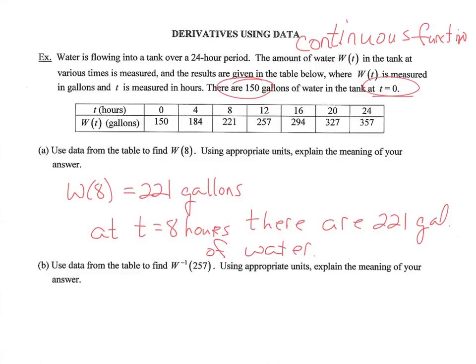Okay, now it asks us to use the data from the table to find this. What does this mean? W to the negative 1, the inverse. So it's going to be 12. Okay, so what does that mean to us? It would be 12 hours. It's 257 and back to T hours. Okay, inverse functions, you go backwards. So there are 257 gallons at 12 hours. Right there.